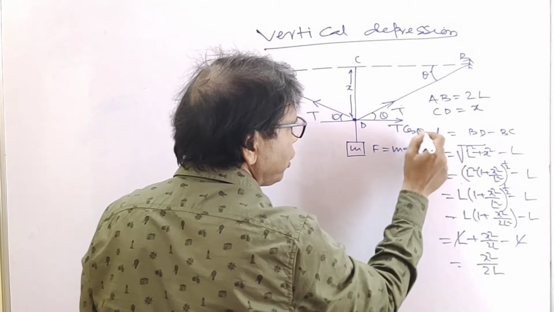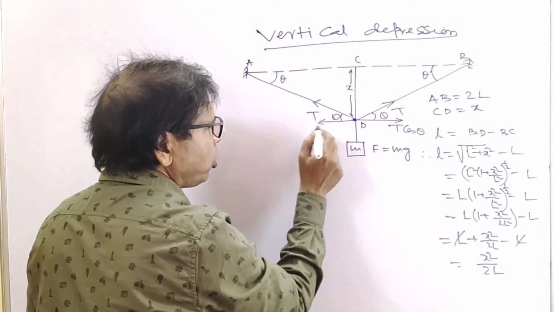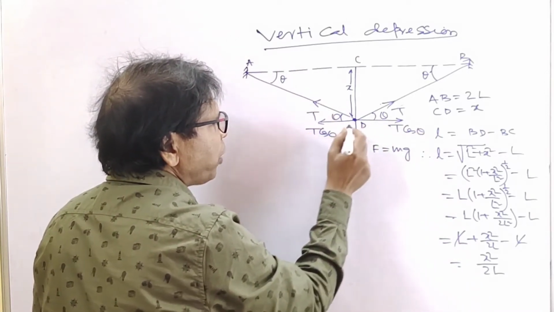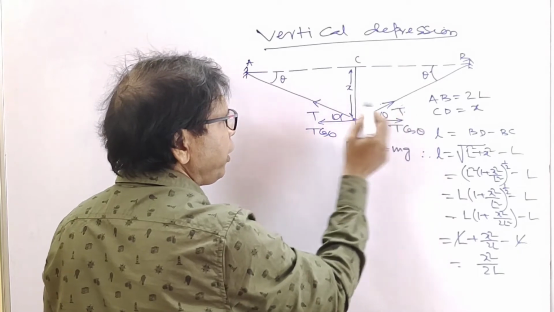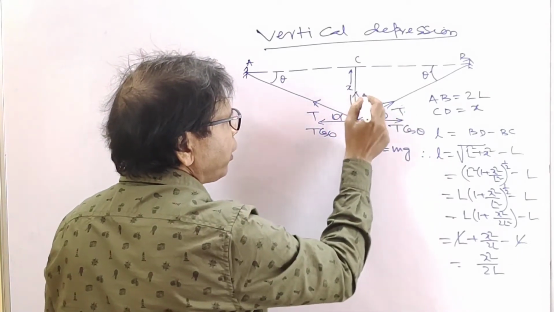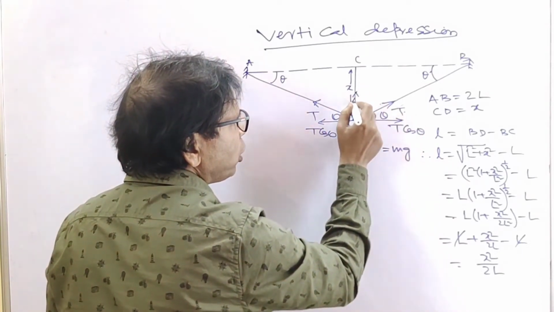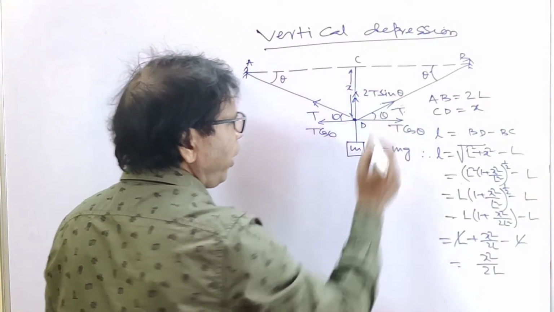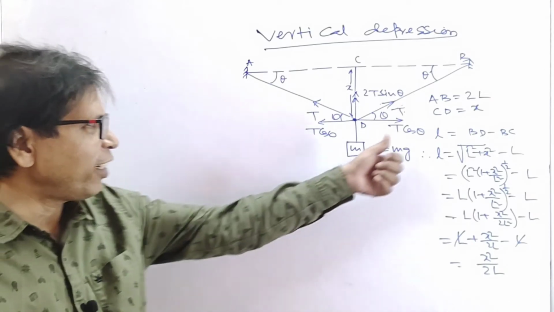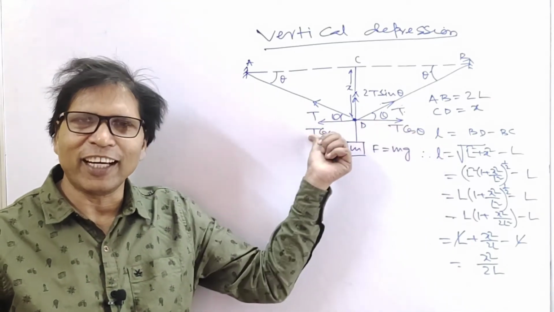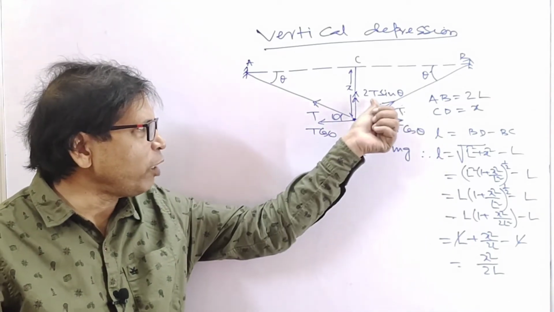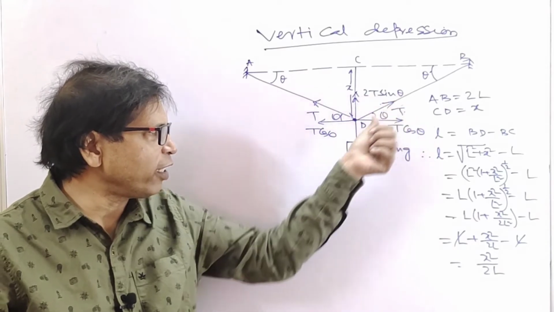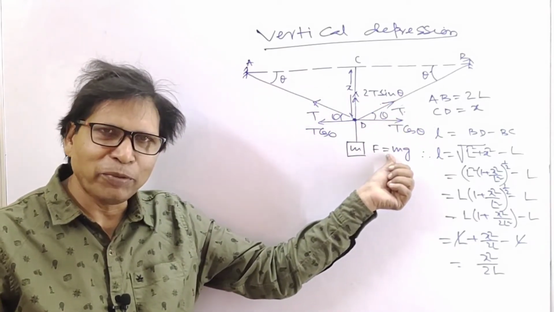This is the T cos theta. For this T, this also T cos theta. And the vertical component of this T and this T both are T sin theta. So this 2T sin theta is the vertical force. Now T cos theta and T cos theta cancel out. So the vertical force 2T sin theta is equal to mg.